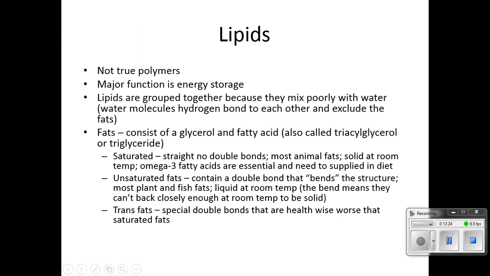All right, so lipids, we said, are not really true polymers, but they're really important to talk about. So the major function here is energy storage. Okay, think about that. People that have a little extra fat, they're storing all of that energy that they weren't using. Lipids are grouped together because they mix poorly with water, and that's what makes something a lipid, that it doesn't mix with water.